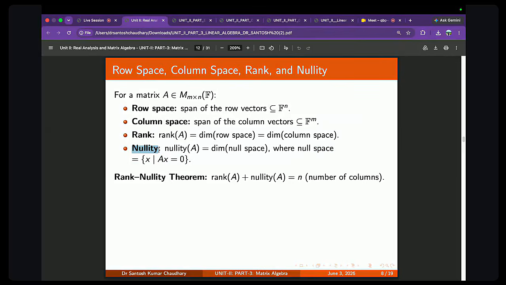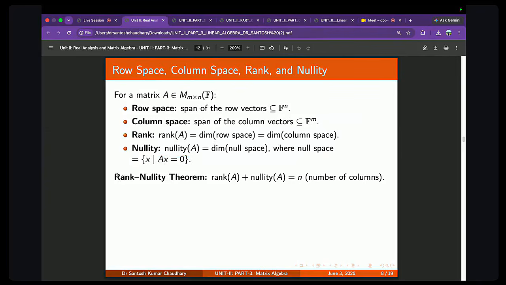The nullity is a number. Rank is a number, nullity is a number, null space is a vector subspace, row space is a vector subspace, column space is a vector subspace. So rank is the dimension of the row space or the dimension of the column space, and nullity is the dimension of the null space. And what is a null space? The null space is the set of solutions of the equation AX equal to 0.